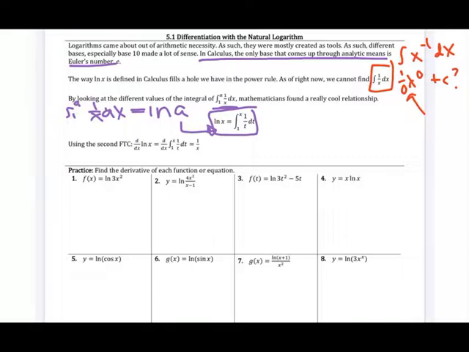So based on the second fundamental theorem of calculus, we can differentiate that on both sides, so we can get that the derivative of natural log of x is 1 over x. So part of this idea came from the fact that we were looking at the area under the curve of 1 over x, or 1 over t dt, and analyzing that and finding the comparison between functions.